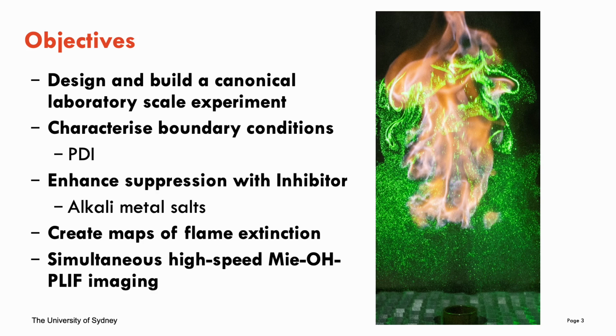The first thing we do is design a canonical laboratory scale experiment. We'll characterize the boundary conditions using PDI to obtain all our droplet statistics. We can then enhance our suppression capabilities with inhibitor, in this case alkali metal salts. We'll create maps of flame extinction to look at how increasing concentrations of alkali salts changes the behavior of flame suppression, and then we'll perform some simultaneous high-speed Mie and OH-PLIF imaging.